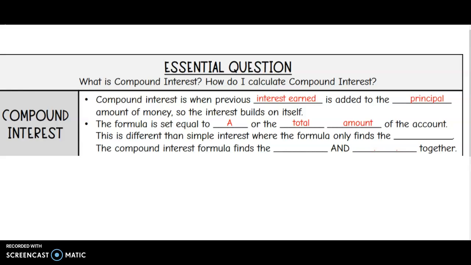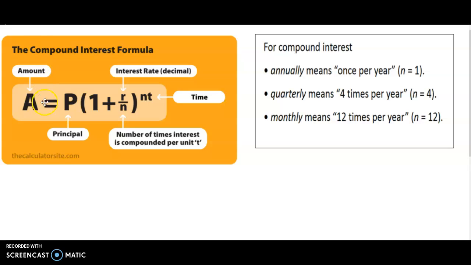This is different than simple interest, where the formula only finds the actual interest. The compound interest formula finds the interest and the principal added together. So when you get your answer, everything's already added together. All right, so let's take a look at the formula. The formula here is the compound interest formula.